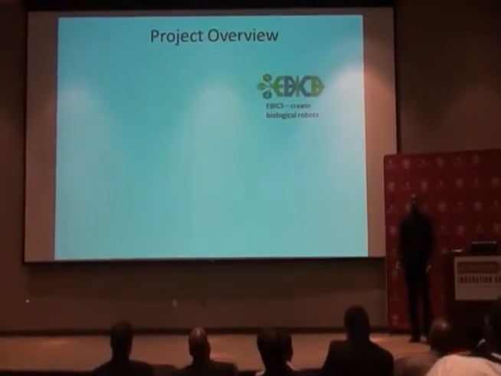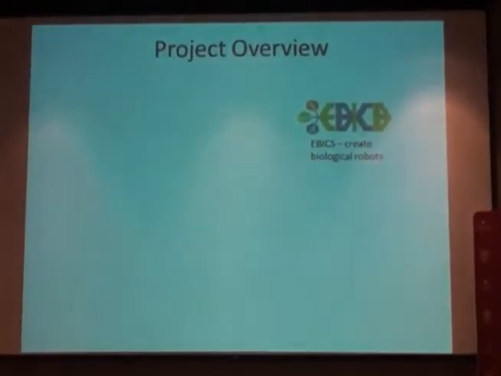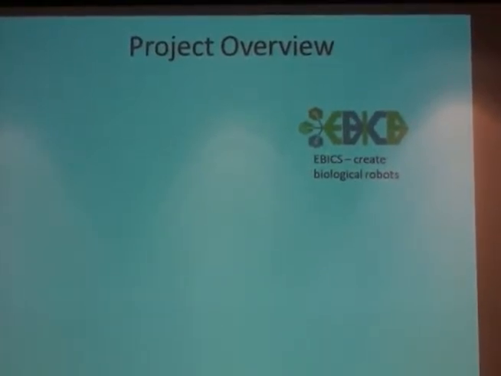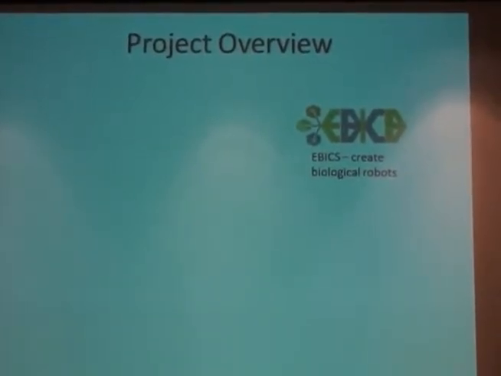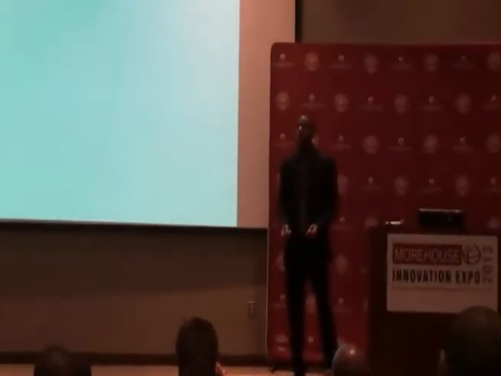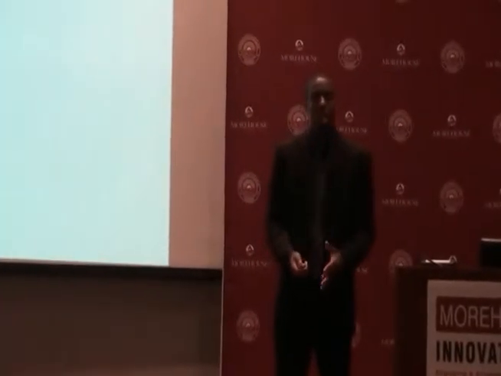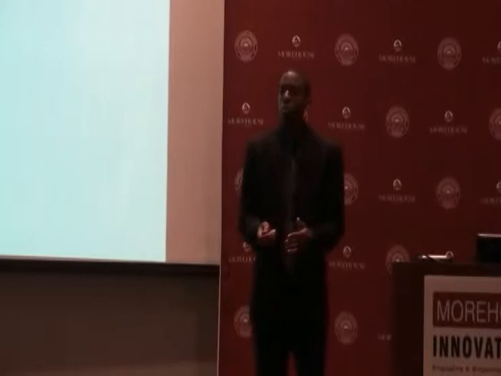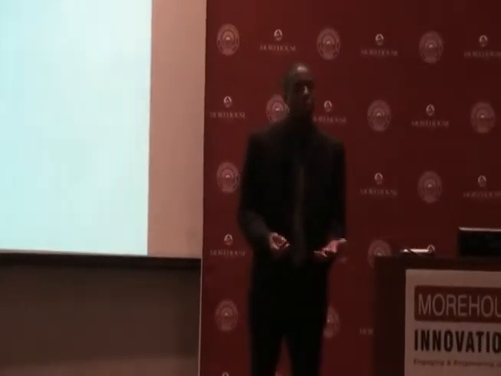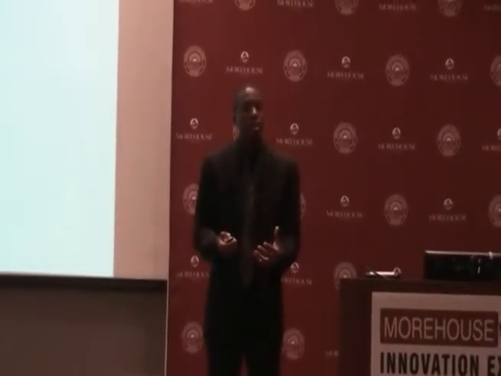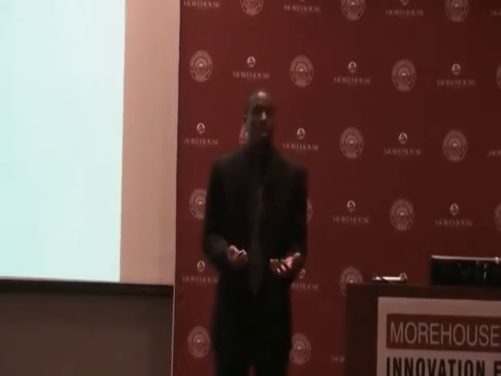So for a project overview, EBICS. EBICS stands for Emergent Behaviors of Integrated Cellular Systems. EBICS is a National Science Foundation funded science and technology center. It's a collaboration of scientists with the goals of creating biological machines. An example of a biological machine would be an organism that swims through a body of water, and when it detects an oil spill, enzymatically degrades it. Another example of a biological machine would be an organ that serves as an insulin pump for diabetic patients.